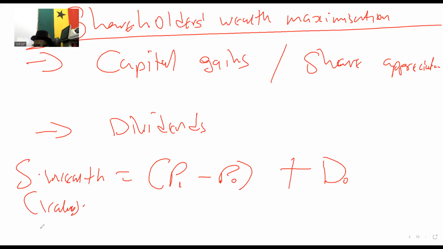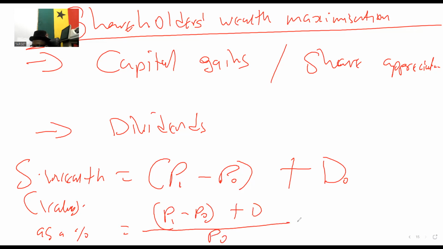Then as a percentage, it is equal to P1 minus P0, all plus the level of dividend, all divided by P0 times 100. So that's the worth. We'll be calculating a lot of them right now, and we continue with the storyline.